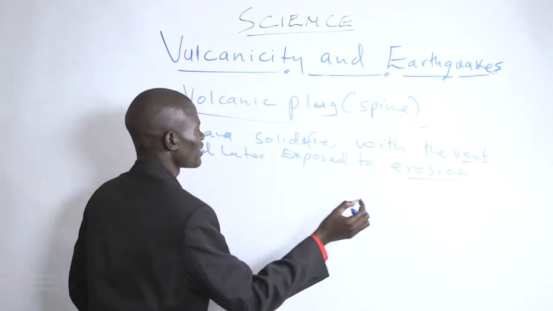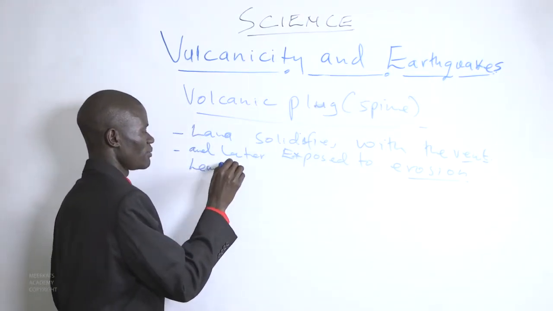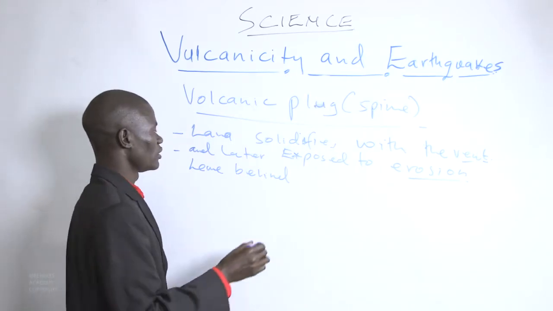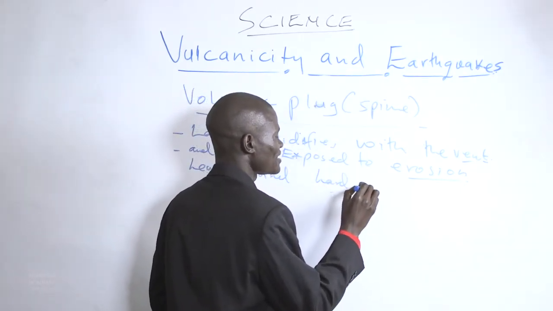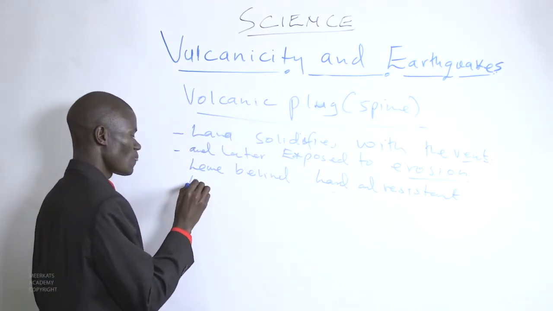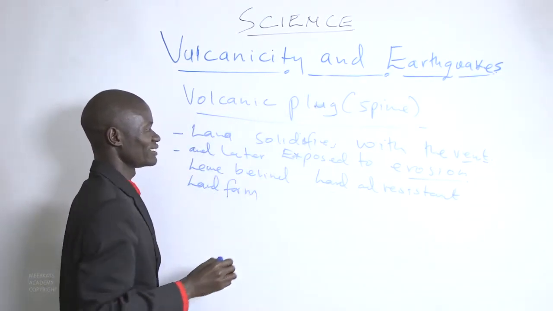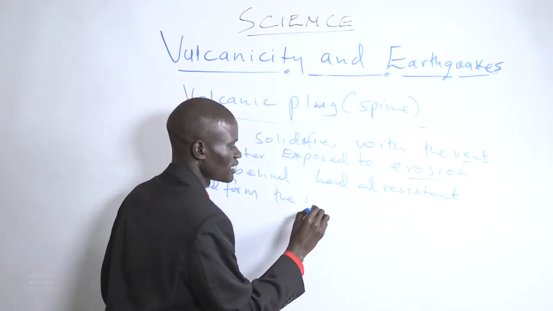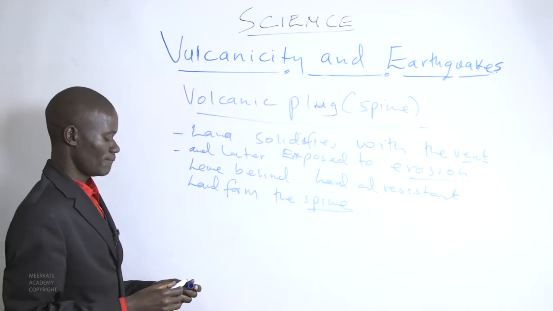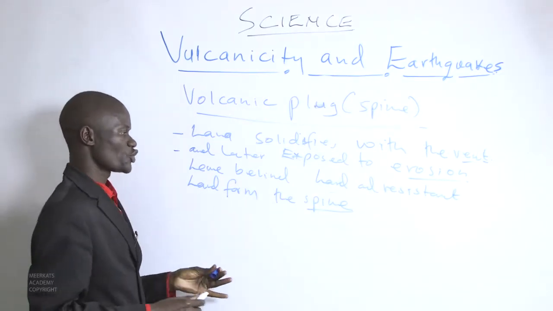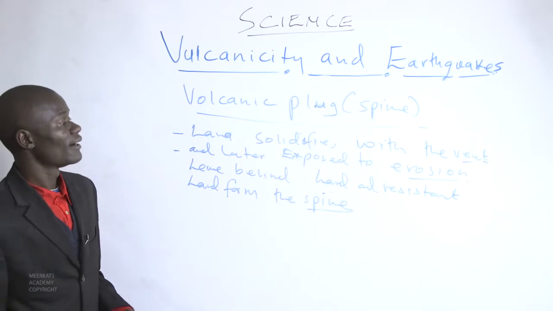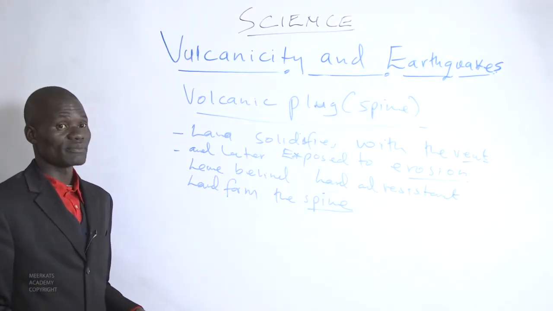And then when erosion takes place, it will leave behind a resistant material, a hard and resistant landform that is known as the spine. This one has resisted various agents of erosion, and therefore it has just stood. It stands by itself on the earth's surface, and therefore it can easily be seen.